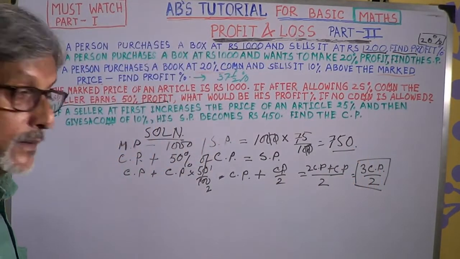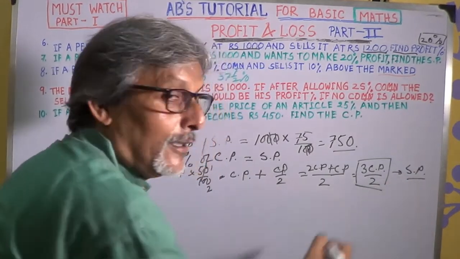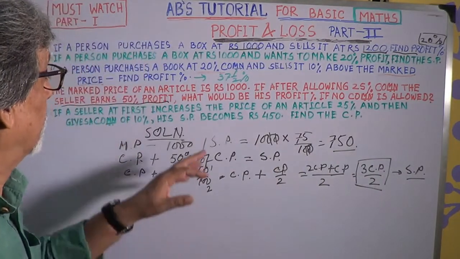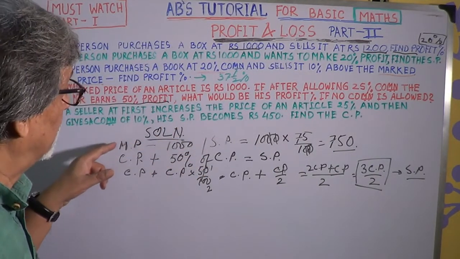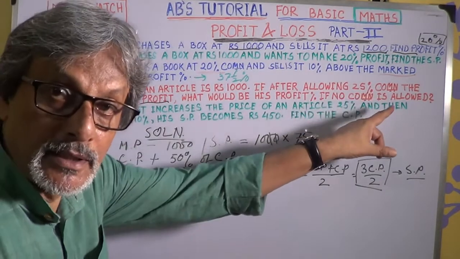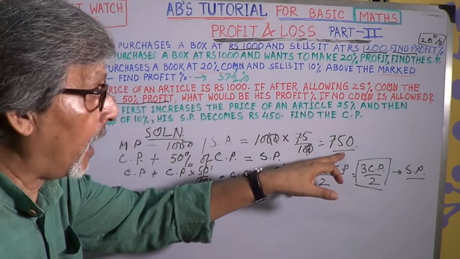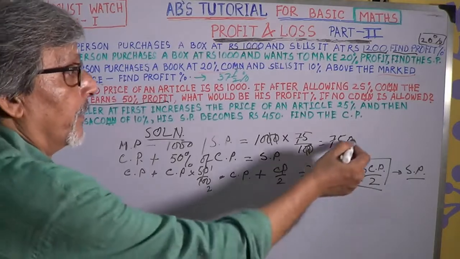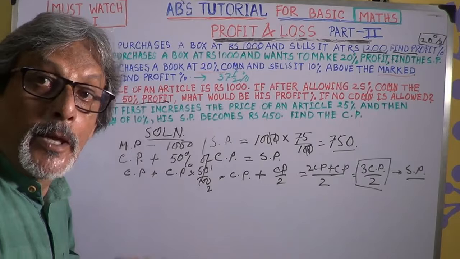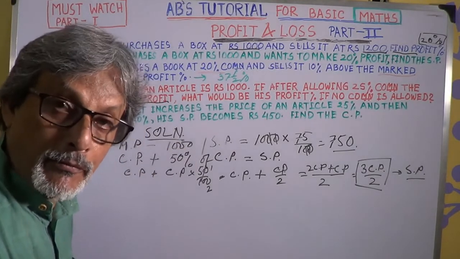So this 3 CP by 2 is again the selling price. Thank you very much. From the first point we see that from rupees 1000 he is allowing 25% commission. So the selling price becomes rupees 750, and after selling this article at rupees 750, the seller is earning 50% profit. So what is meant by this 50% profit?